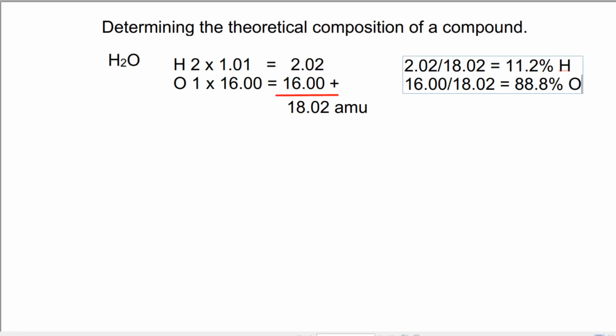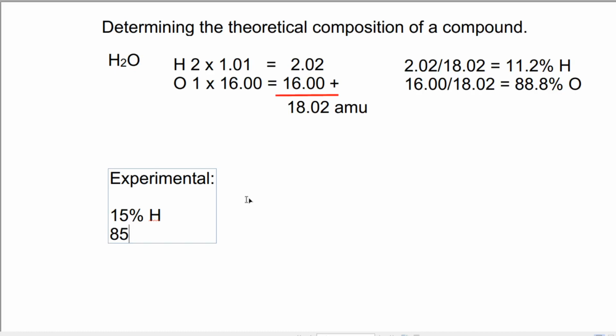Once I have the percent composition, I could then use that percent composition and determine a percent error that I might have if I were making water in lab, for instance, or if I were determining the theoretical composition of water in lab. And so if I had the experimental values, so if I worked in lab and I found the experimental values of, let's say, 15% hydrogen and 85% oxygen, just making these up off the top of my head. If those were the experimental values that I found in lab, I could then determine my percent error.